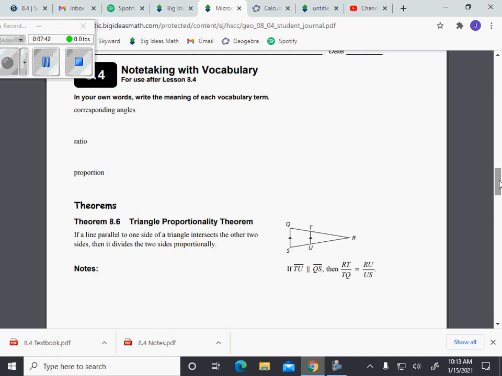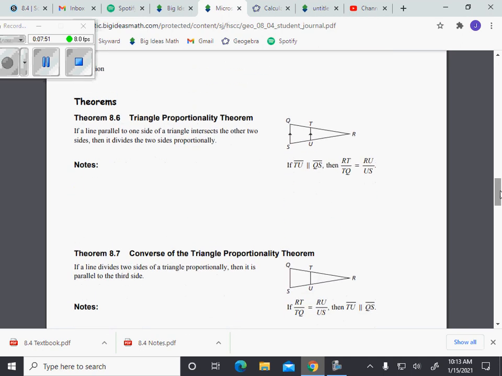Corresponding angles, ratio, proportion. You should know all of those definitions. I'm not going to write them down. If you'd like to look them up, you can. I'm going to talk about these theorems. If a line parallel to one side of the triangle intersects the other two sides, then it divides the two sides proportionally. Okay, so that's what happens when we have two parallel sides. So, for example, if TU is parallel to QS, then RT over TQ is equal to RU over US.